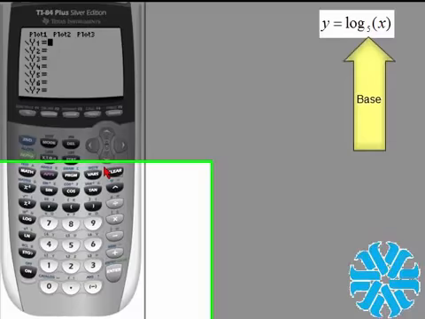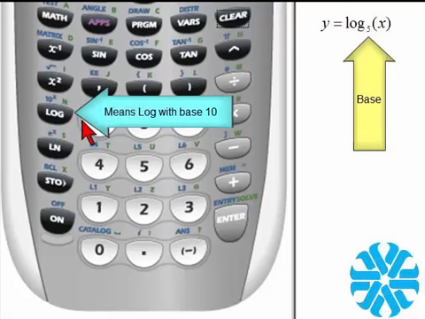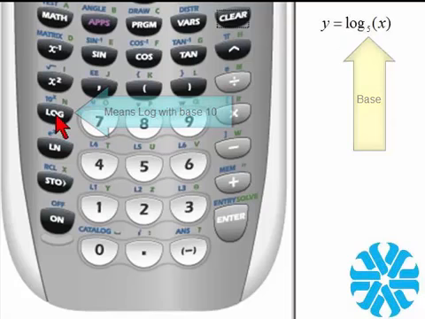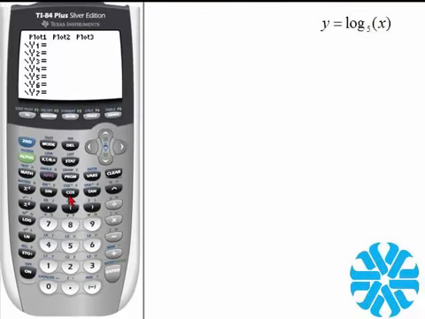Now, one thing that I need to mention here is that this log key means the log of base 10, and only base 10. So I'm asking you to graph the log of base 5. How do we do that? Well, the TI-83 series calculators don't have a way to graph logarithms with bases other than 10 or e. So what you need to do is use the change of base formula.